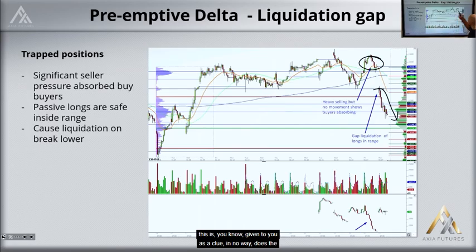In no way does the drop in delta suggest that you must have a gap. In no way does it indicate that. This is a gap created by a bit of news or a correlated market move lower. So the negative delta can't tell you that.